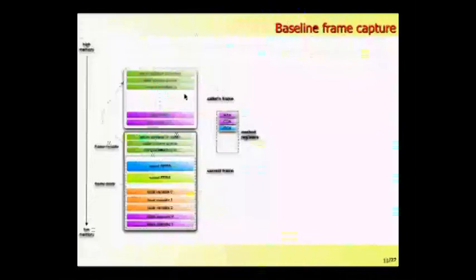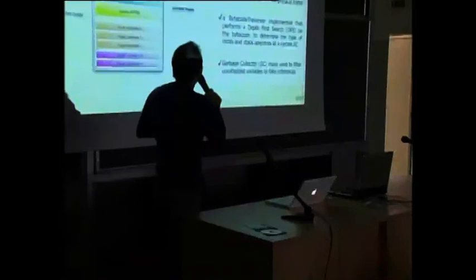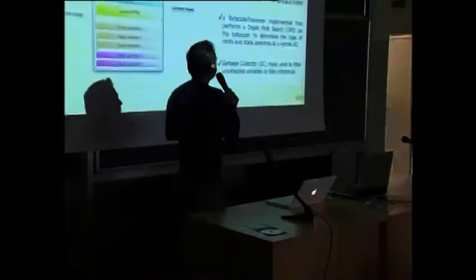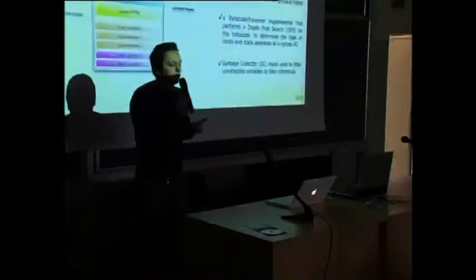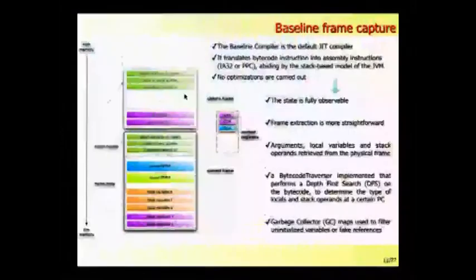The state is fully observable by definition, and the frame instruction just retrieves from the physical frame the values of locals, stack operands, and arguments. A bytecode traversal has been implemented to infer the type of local variables and stack operands, because we don't know at some point during execution what the runtime type of each word in the stack, in the frame, is.